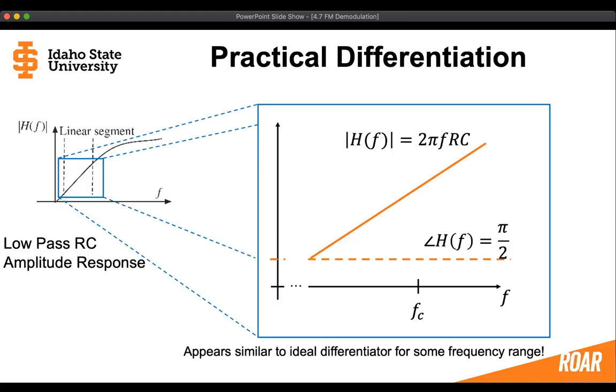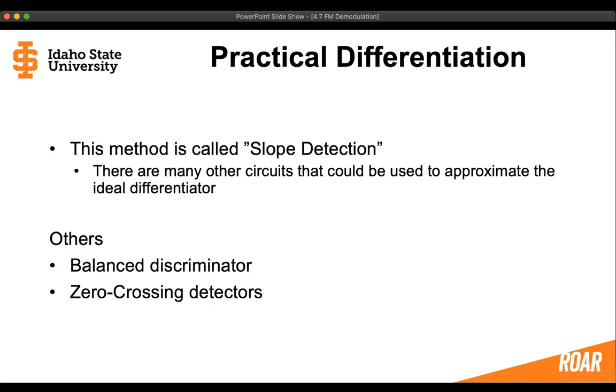Okay, so if we look at just the part of our high-pass filter that's near the carrier frequency, we could easily see that we could design a high-pass filter so that it has a magnitude response of 2 pi f RC that is nearly linear at the carrier frequency of our frequency modulated signal. And so for some frequency range, it might not be a big frequency range, but for some frequency range, our high-pass filter is going to appear to be very similar to an ideal differentiator.